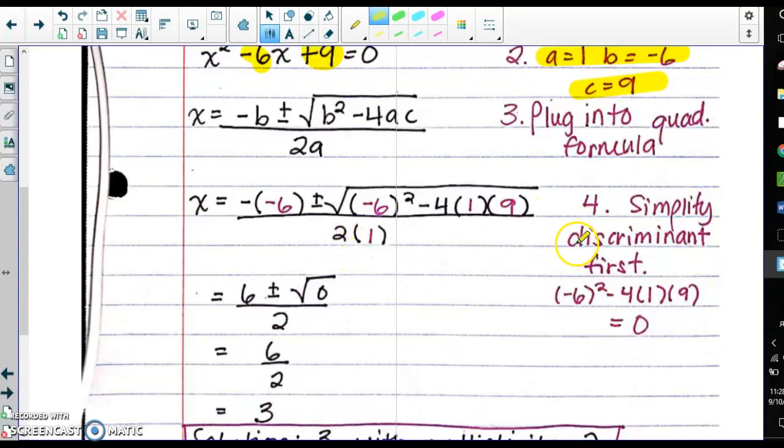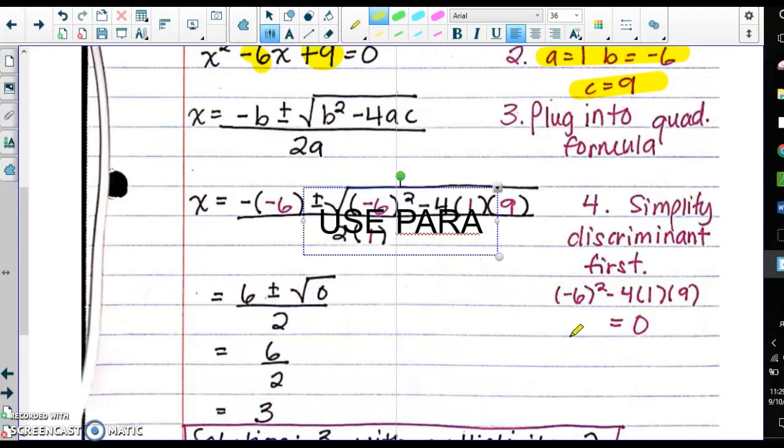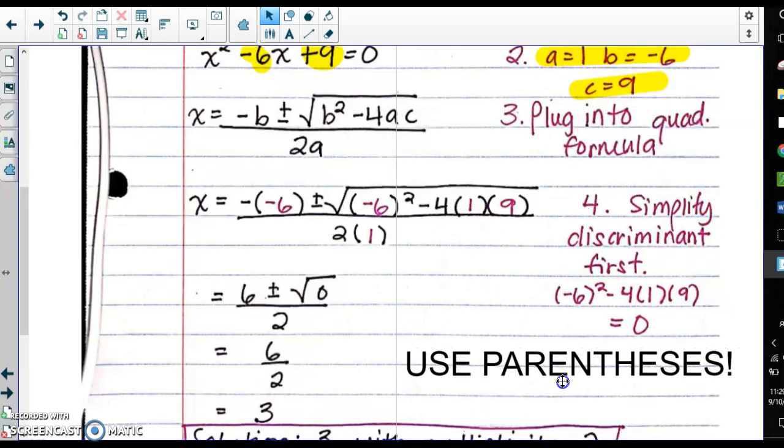All right, simplify the discriminant first. That's going to give me negative 6 squared. Make sure you are using your parentheses when you plug this into your calculator. If not, you will not get the right answer. Use parentheses. Okay. All right. So negative 6 squared minus 4 times 1 times 9 equals 0.